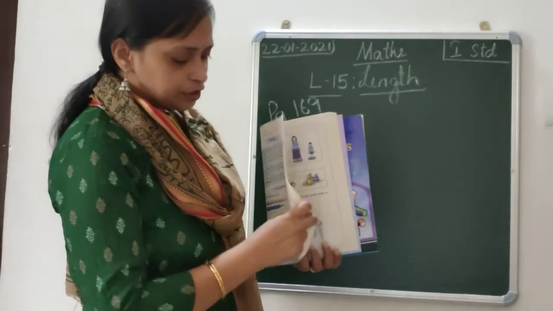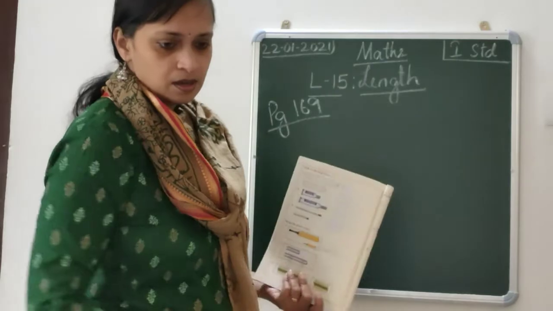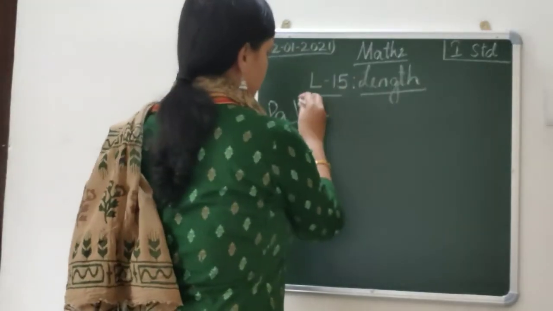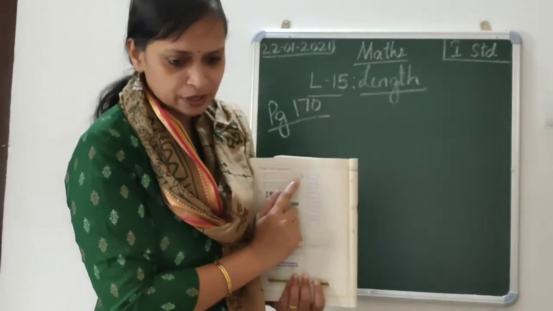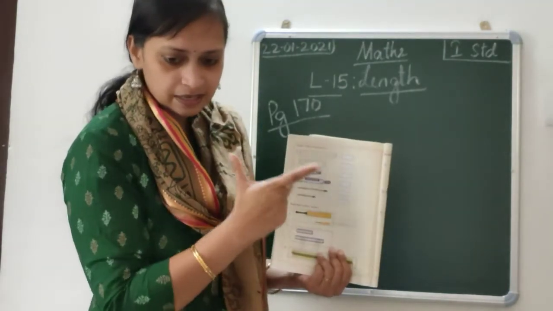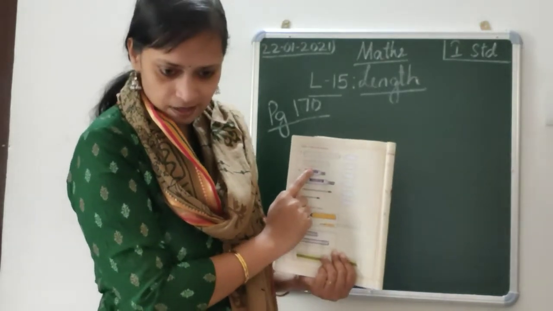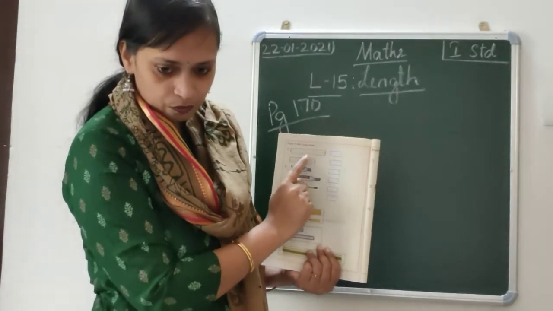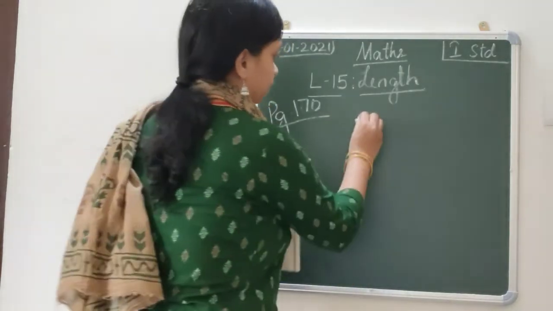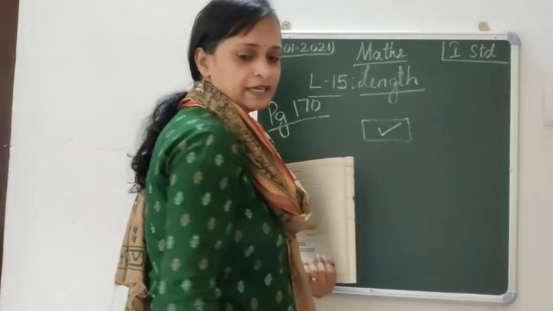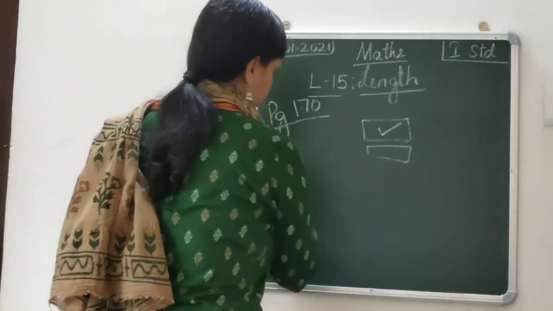Okay, now turn your book to page number 170. Turn your book to next page. Take the long ones. Okay, so which one are you going to take? You're going to take the object which is the longest one. In the first picture, you have two rulers, right? One on top, one below. Which ruler is the longest one? Very good. In the box by the side, in the first box, put a tick mark.